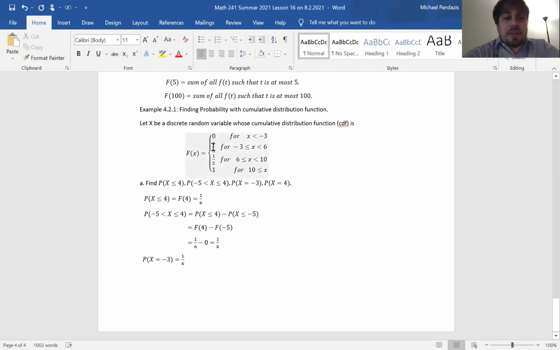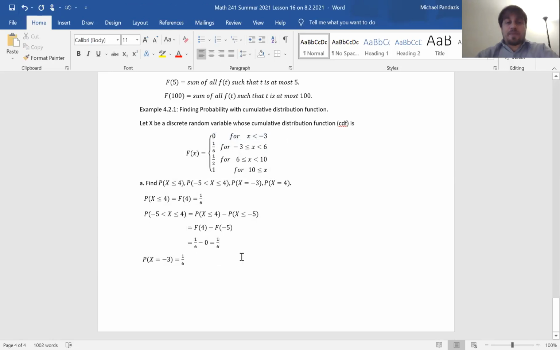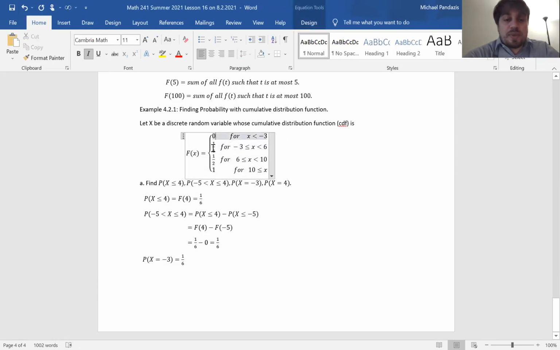It's equal to the jump, right? It's not because there's a 1/6 here. It's because 1/6 minus 0 is 1/6, right? The amount that you jump once you reach x equals negative 3, that jump is equal to 1/6. And so how much more probability you add by only adding the number negative 3 is 1/6. 0 plus 1/6 is 1/6. Okay, and so that's this one.